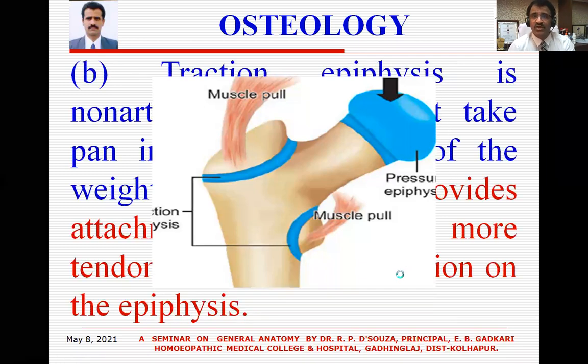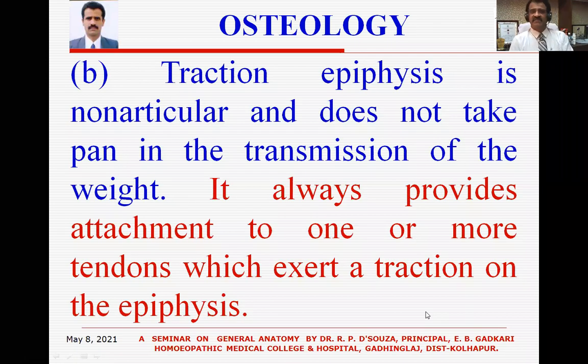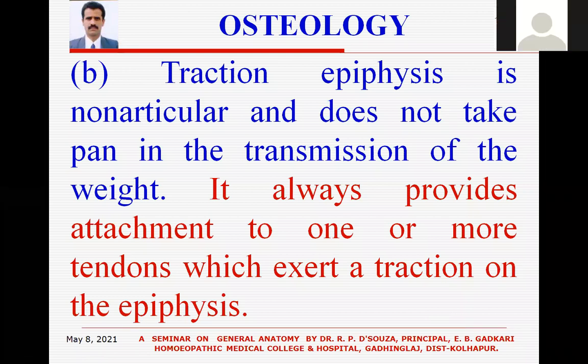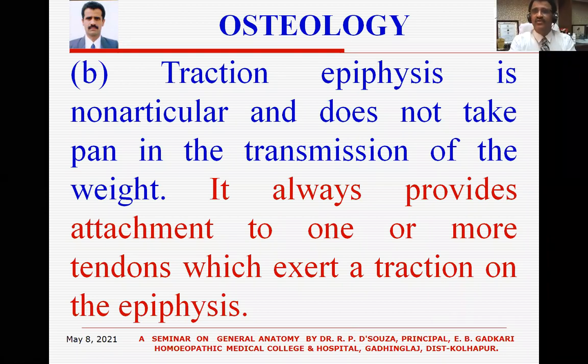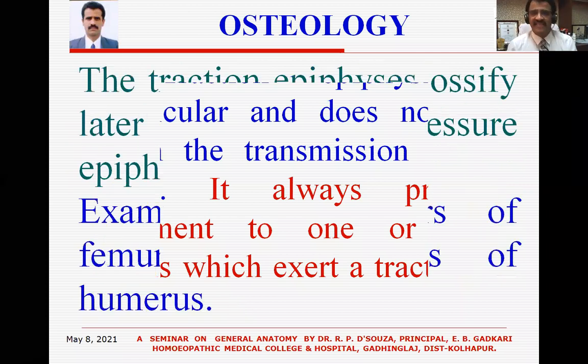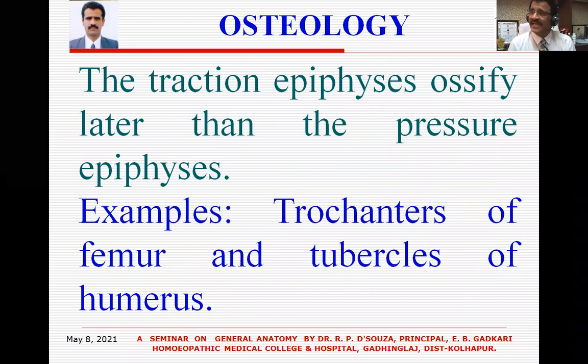So you have understood now what is traction epiphysis. Traction epiphyses are non-articular, meaning they don't take part in formation of a joint, but they give surface for the attachment of muscles. So they do not take part in transmission of the weight. They always provide attachment to one or more muscles and tendons, which exert a traction on the epiphysis. So they are called traction epiphysis. In the upper end of humerus, the greater tubercle and lesser tubercle are the traction epiphyses.